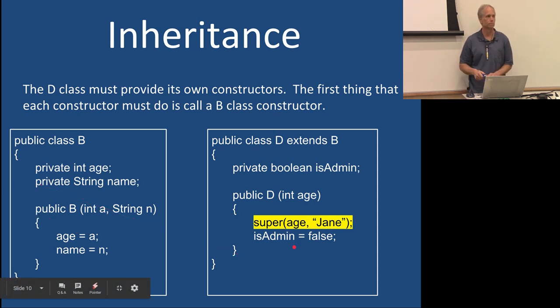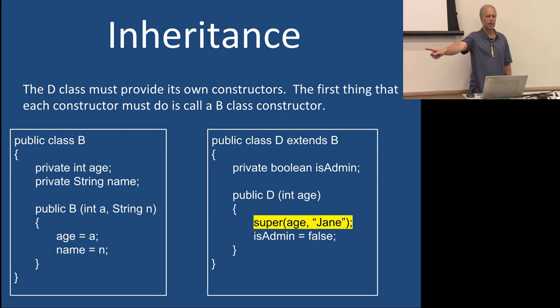Now, I said that every class you've written has inherited. And I said that every constructor has to call a constructor in the base class, but you've never done that. How have you gotten away with never calling a base class constructor? In your case, an object constructor. Why have you never had to call an object constructor?